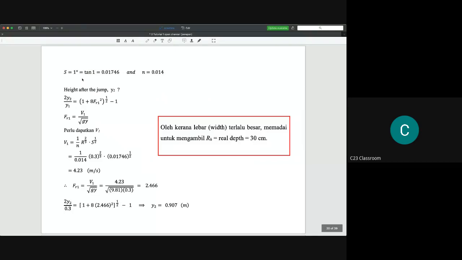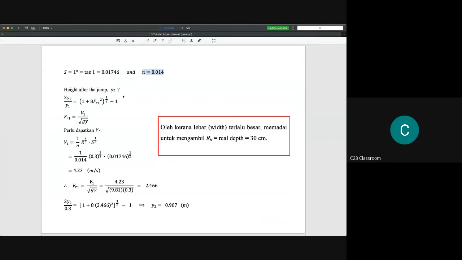So we know the slope is 1 degree, so we calculate the value of tangent 1 degree, and we get 0.01746, and n is 0.014. It is from the table, so I will give it to you in the exam later on.